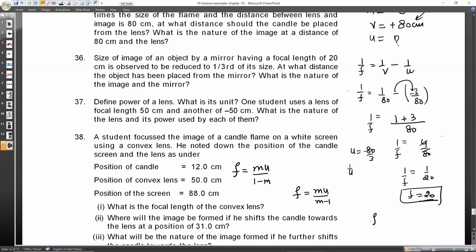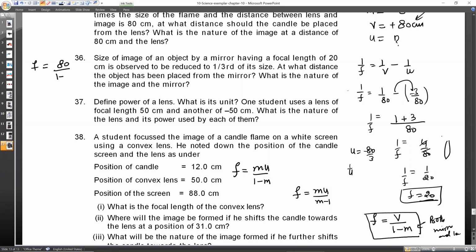And we have a common formula for calculating the focal length if you know v. This formula is f equals v upon 1 minus m. It is common for both mirror and lens, no change. So you can calculate using this formula. f equals, what is v? v is 80, over 1 minus m. And keep in mind that here the lens is actually convex, so its focal length is positive.